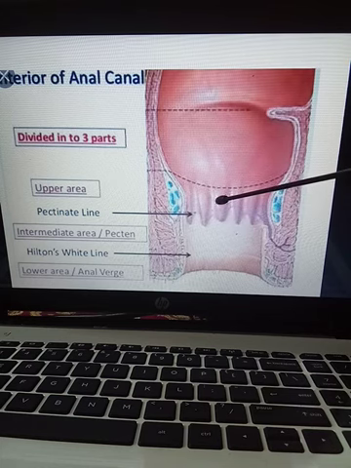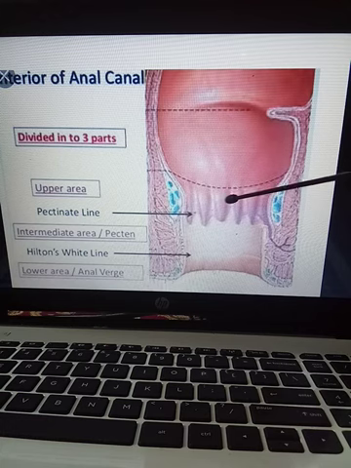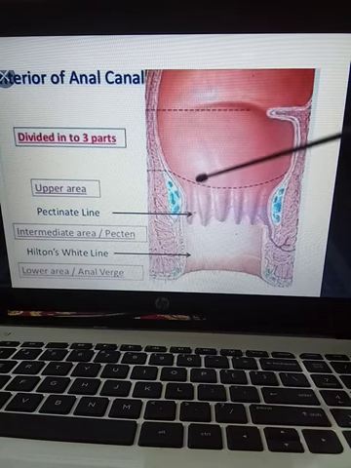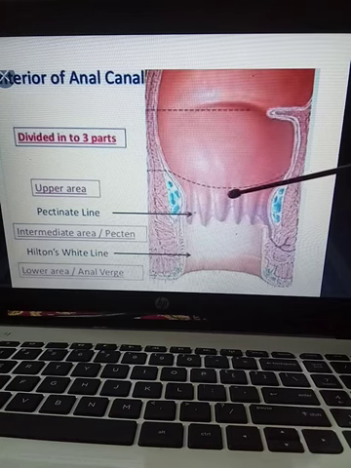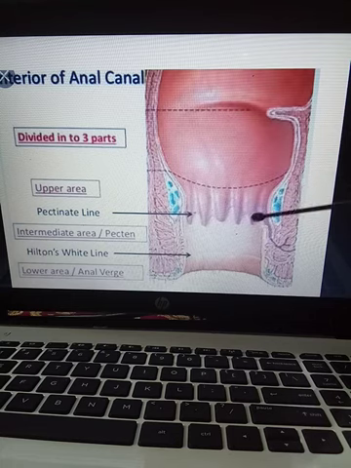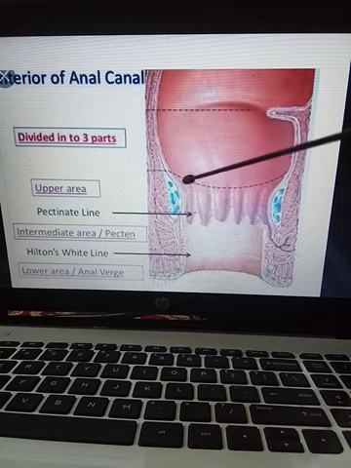Talking about the first part, it is derived from the endoderm. It is lined by mucosa. It is 15 millimeters long. So the first and second parts are both 15 millimeters long. Moreover, it contains 6 to 10 vertical folds. Do you see the folds? These 6 to 10 vertical folds are called the anal columns of Morgagni.